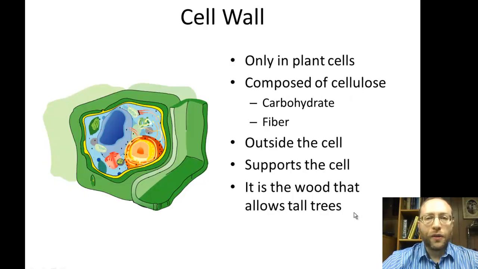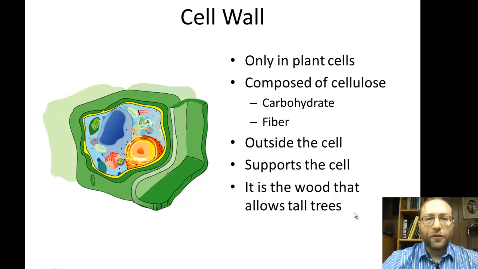Then we come to the cell wall, and all the organelles that we've seen so far are found in both plant cells and animal cells. The cell wall is the first one that we're encountering that's found only in plant cells. Our animal cells, none of our cells contain cell walls. Cell walls are composed chiefly of cellulose, which is a carbohydrate, and when you look at your nutrition facts, you see fiber. The fiber is cellulose. We're unable to digest it because we don't have the enzymes that are able to break it down.